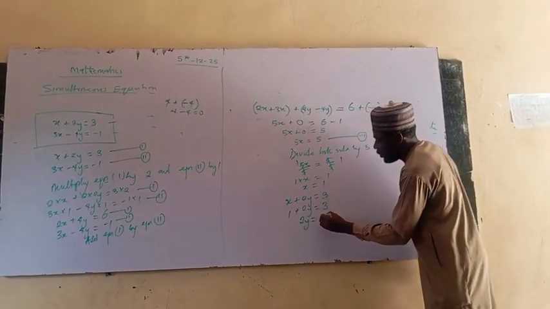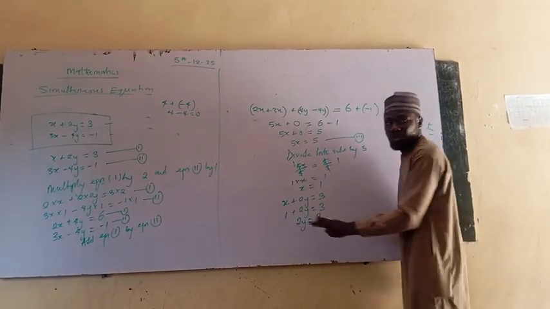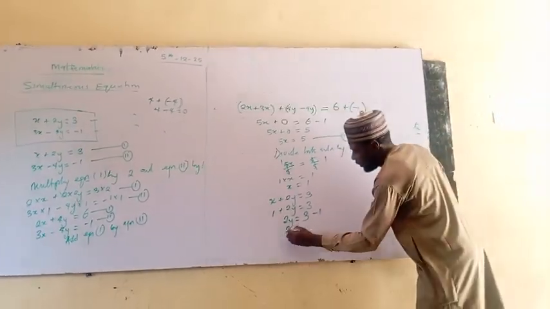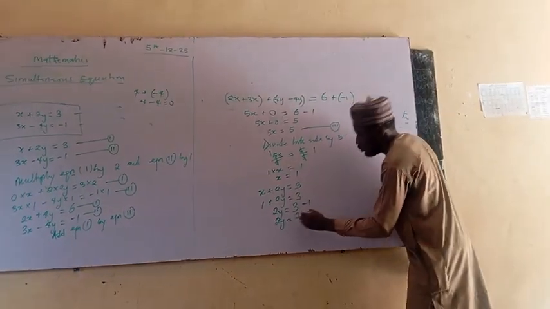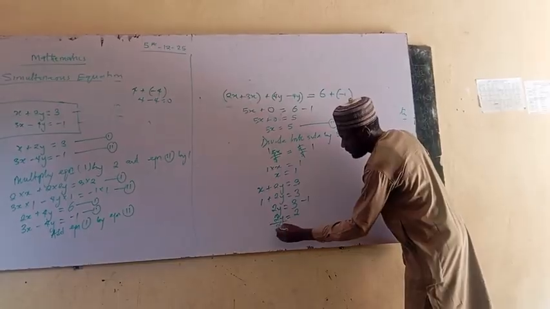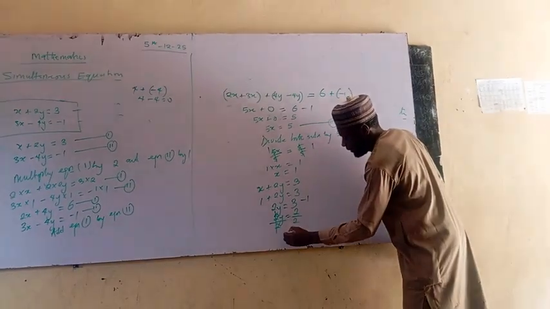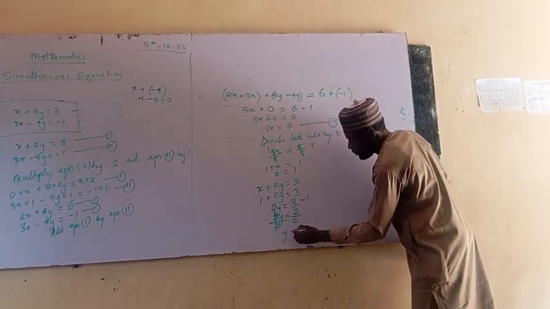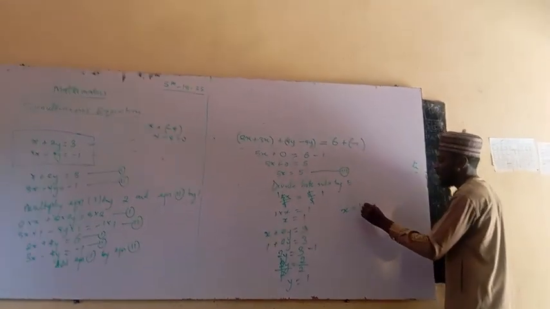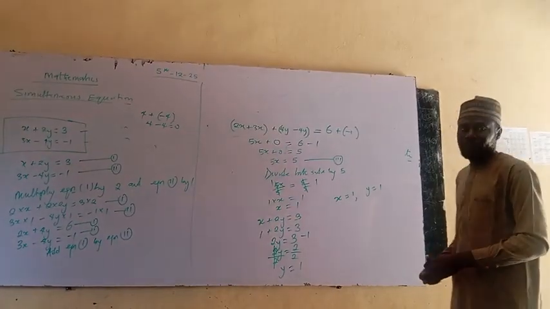So 2y is equal to 3. Idan wannan zai dawo nan, ya zai sami 3 nan tunda wannan is positive. Ya tashi da wannan dole zai zama negative. So I'm going to have 2y is equal to 2. 3 minus 1 is 2. Now, the coefficient of y is 2. So if you divide both sides, 2 divided by 2 will give you 1. So therefore, x is equal to 1 and y is also equal to 1.